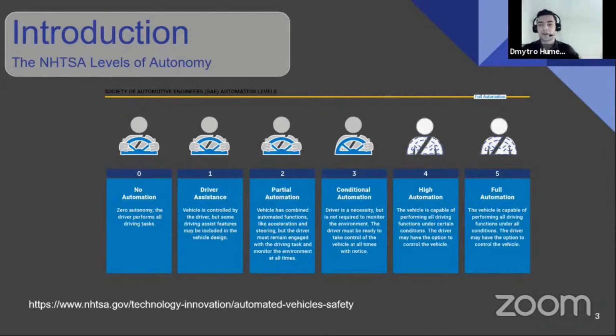Of course, we all aspire to the level 5, but the commercial vehicles we currently see can be from level 1 to level 3 at most. And in our work, we will mostly focus on testing agents of level 2 autonomy.